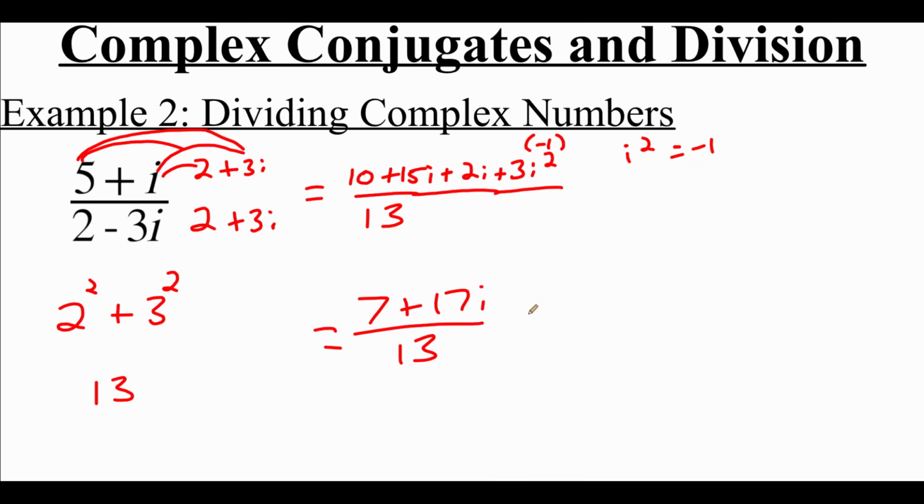Then I'm going to split up my fractions again. So I'm going to take the 7 over 13 plus we've got the 17 over 13 with the i attached to it. So we've now taken this fraction and written it in standard form, a plus bi. So we've got 7 over 13 plus 17 over 13i.